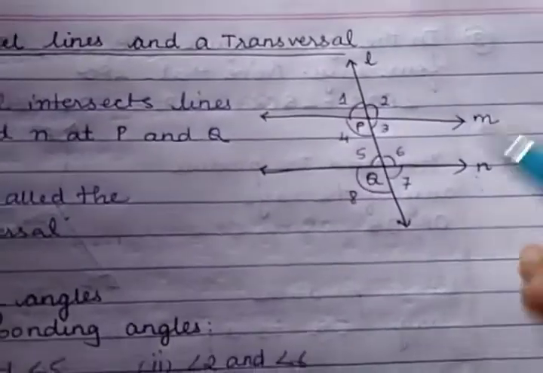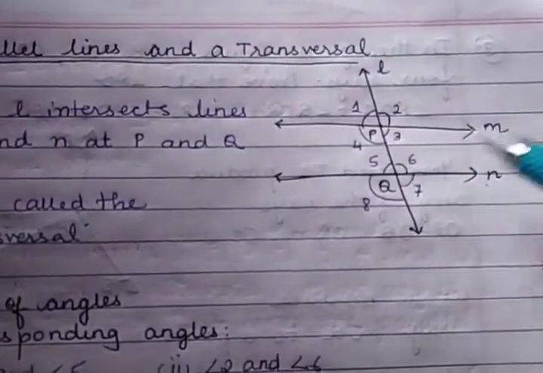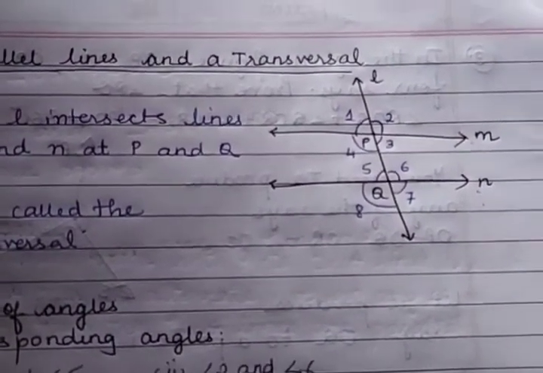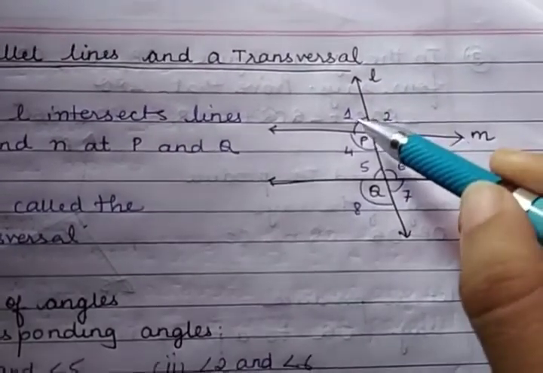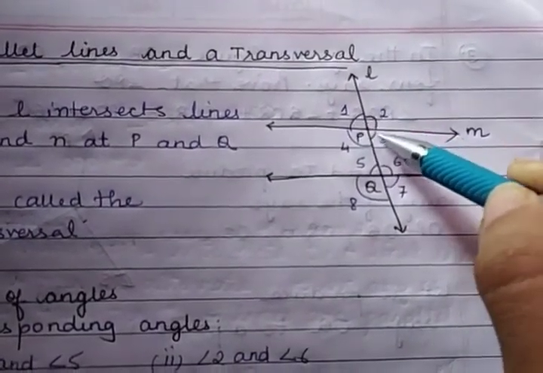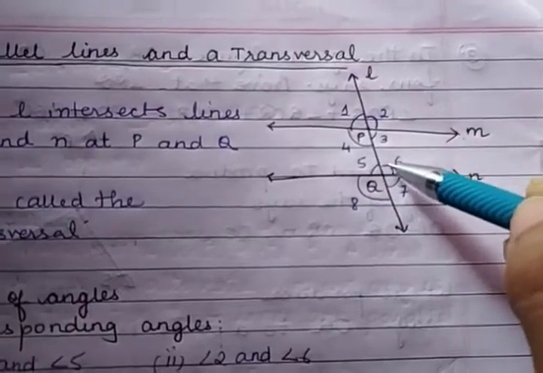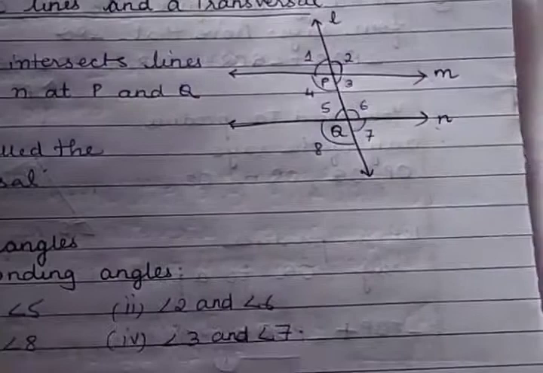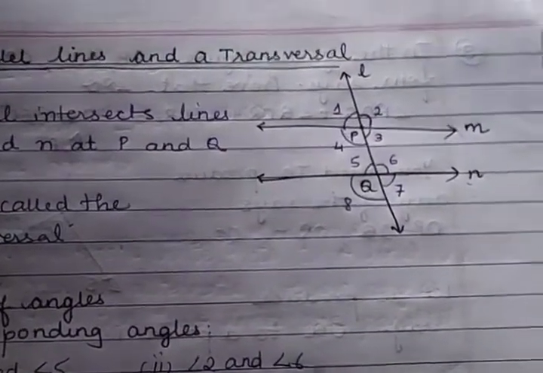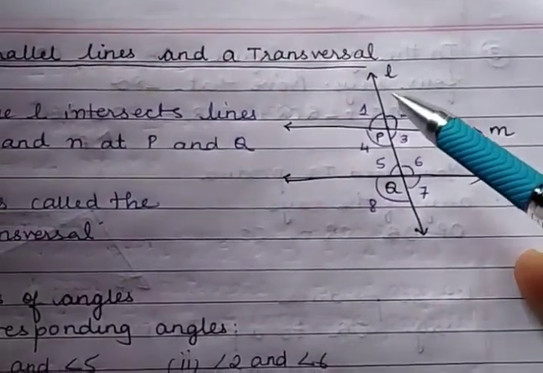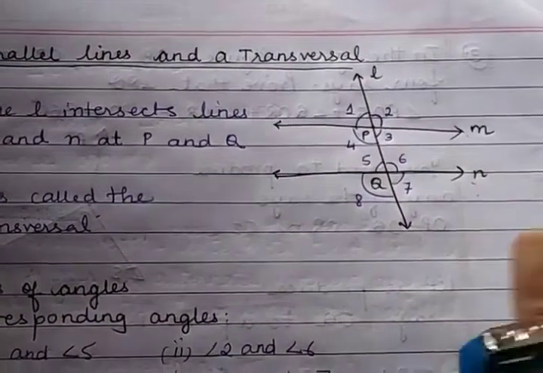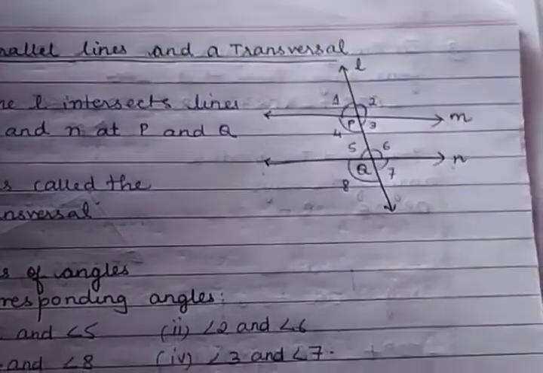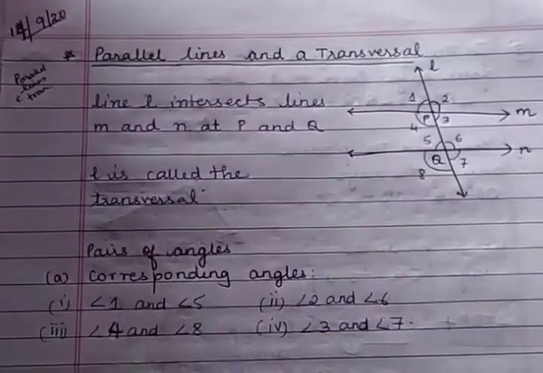Now if you look at the figure, the transversal is making 8 angles with the two lines. This is one angle, 2, 3, 4, 5, 6, 7, 8. So 8 angles are made by the transversal. Now you can get different pairs of angles from the transversal. The first pair of angles formed is corresponding angles.